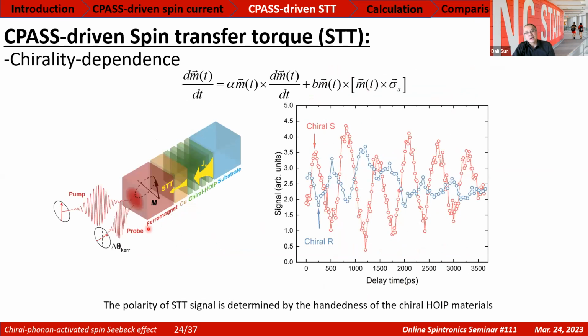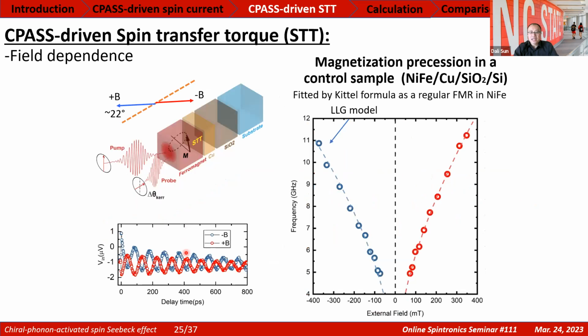Then we see the chirality dependence. We reverse the chiral perovskite from left-handed to right-handed, and then we generate opposite spin orientations, and the STT signal also reverses phase. That indicates that the signal we observed before in the copper-only devices is really a spin current. That spin current has all the features a spin current is supposed to have, and it is also able to produce spin transfer torque in the adjacent ferromagnet layer. Well, that's at zero field.